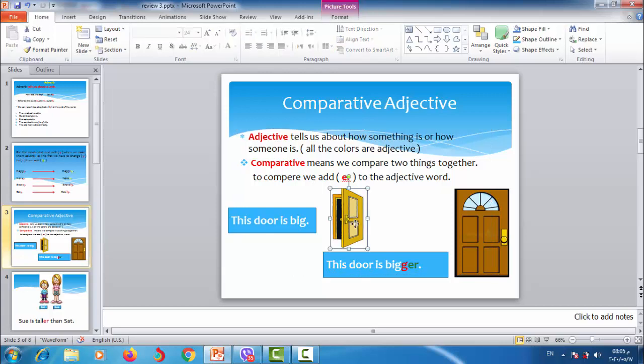For example, look at this picture. This is a door and this is another door. This door is big. But this one is bigger. So this door is bigger than this door. Okay? Look, bigger. We add ER.